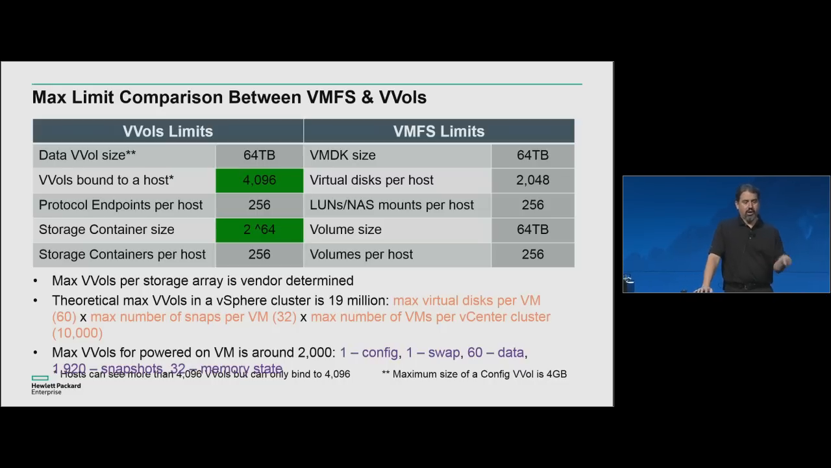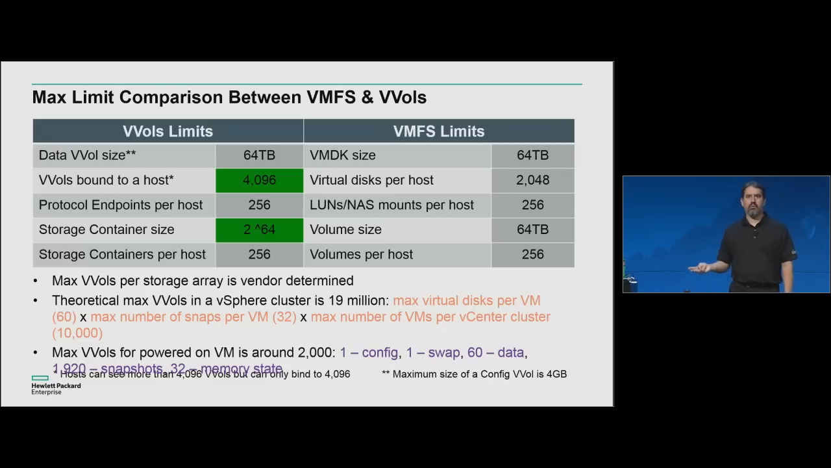The max VVols per powered-on VM is around 2,000. If you again do the math, you'll always have one config, one swap, and 60 data VVols, based on the number of virtual disks a VM can have, plus 1,920 snapshots, based on 32 times those 60 disks and 32 memory states. So, a big number, but realistically, every VM is going to have two VVols, config and data.